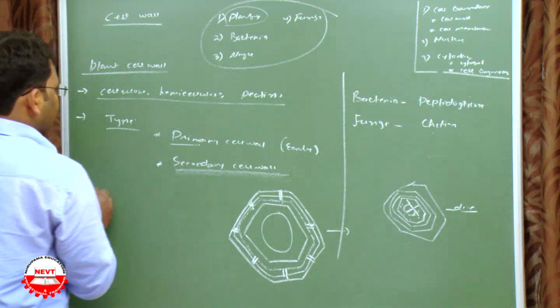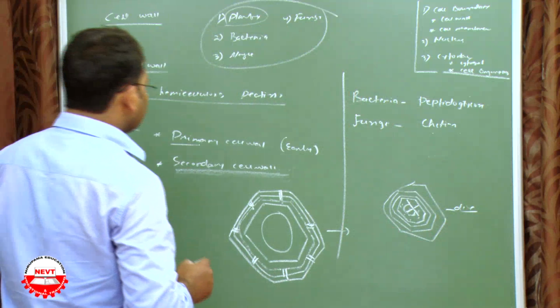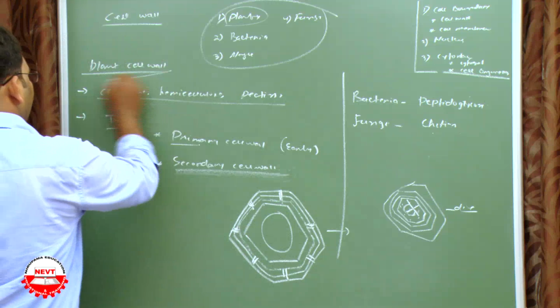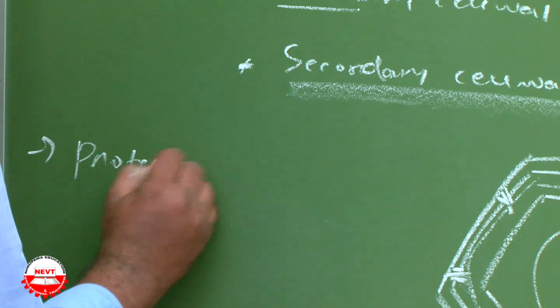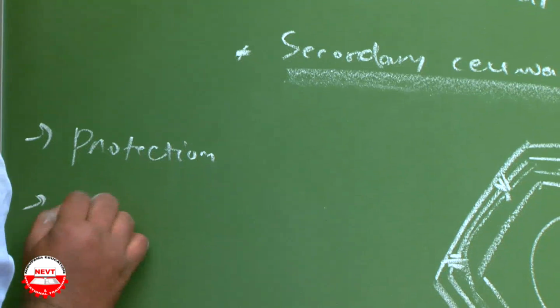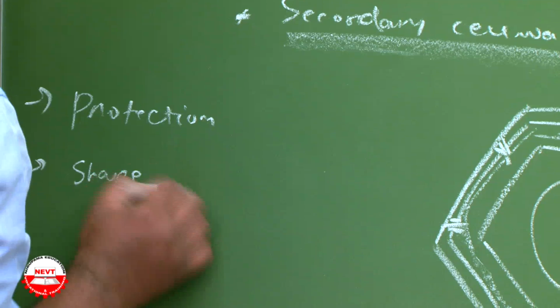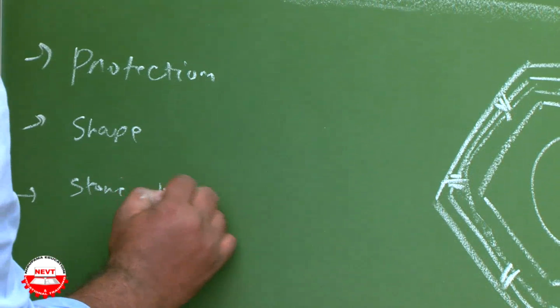secondary cell walls. Next we will discuss the functions related to the cell wall. Basically the cell wall provides protection, provides safety, and stores nutrients.